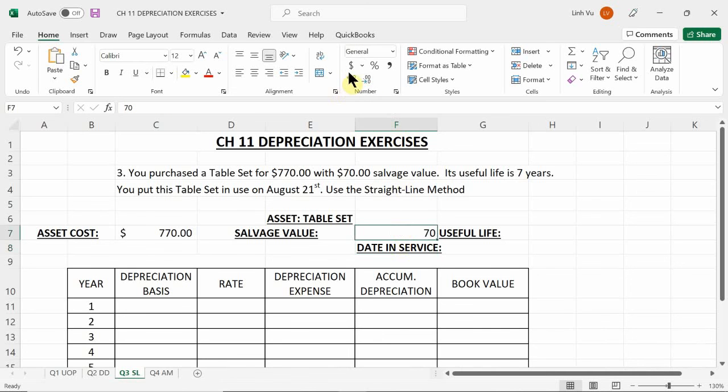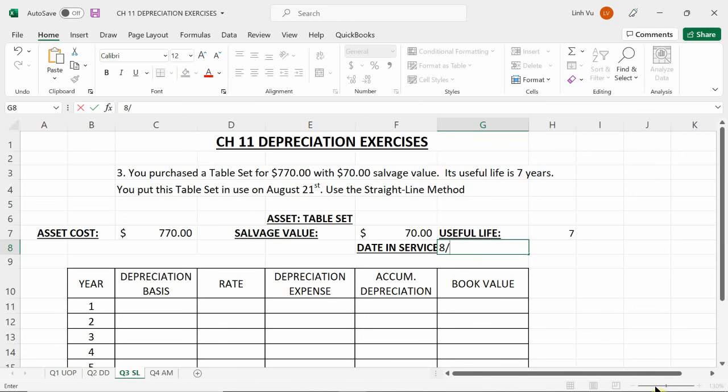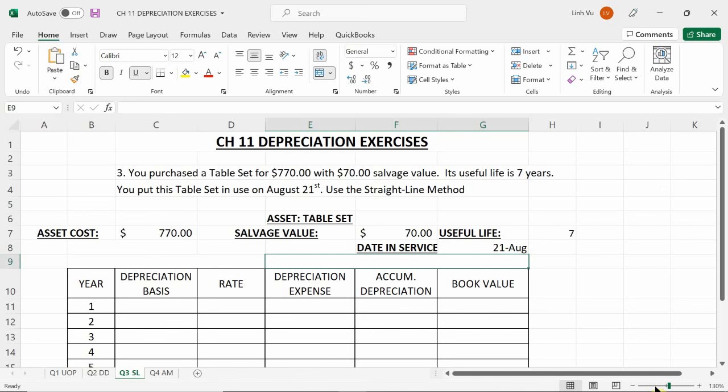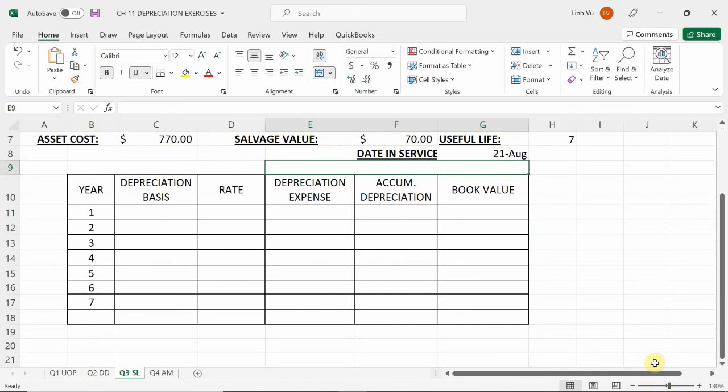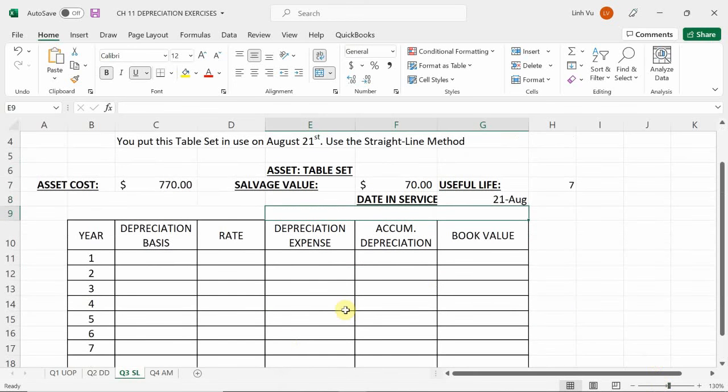All right. How many years? 7. This is all lucky 7. It's all 7, good, except for the date. This time, the date I placed into service was August 21st. So what does that tell me? When do I actually depreciate it? September. You depreciate it as of September. Now, in this case, assuming that I depreciate at the end of the year, December 31st, let's go ahead and fill out the table here.